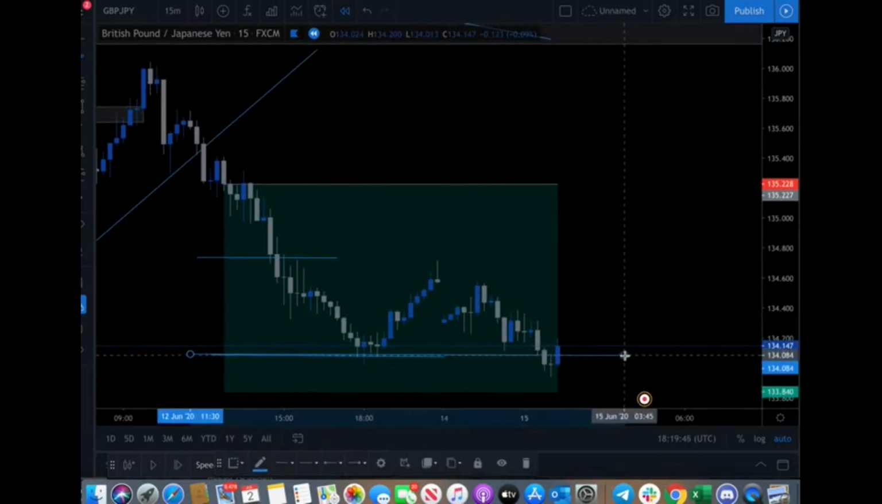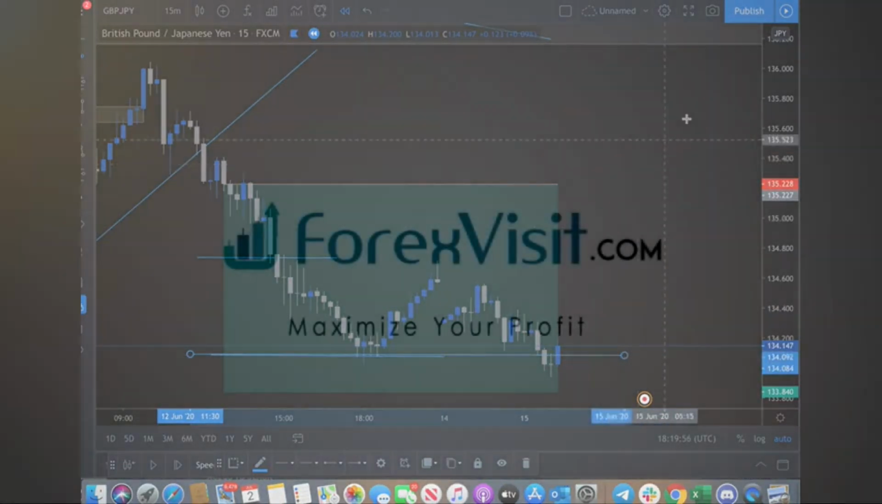That's how you use the higher time frames in confluence to your smaller time frames. Make sure your smaller time frames line up with your higher time frames and that your structure is the same on both. Thank you.